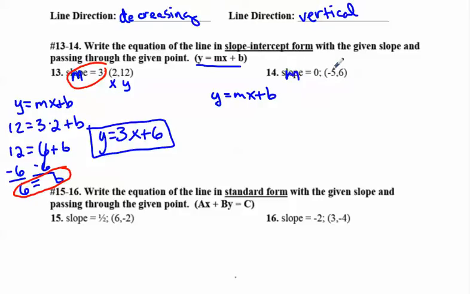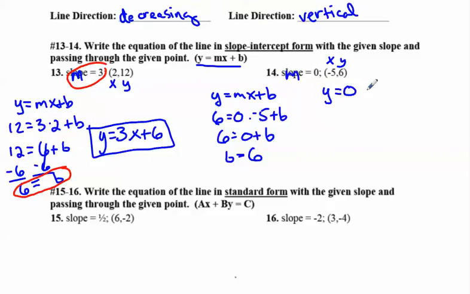Slope is your m. Substitute in for x and y. So 6 equals 0 times negative 5 plus b. 0 times negative 5 is 0, so I have 6 equals 0 plus b, which means b equals 6. So then when I substitute back in, I'll put 0 for my slope, plus 6.